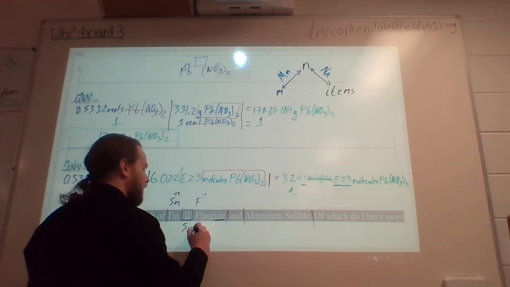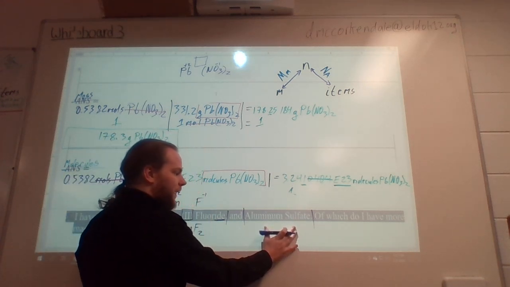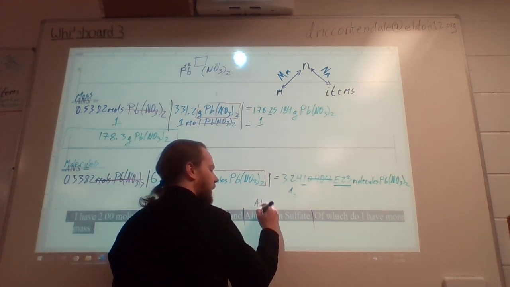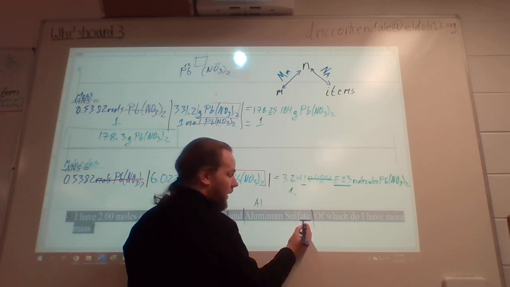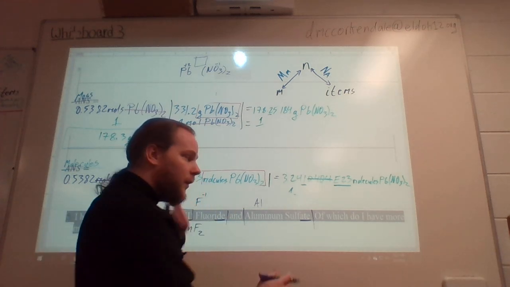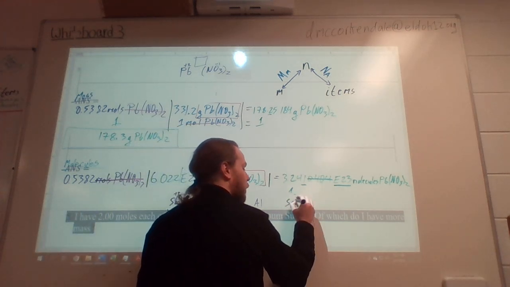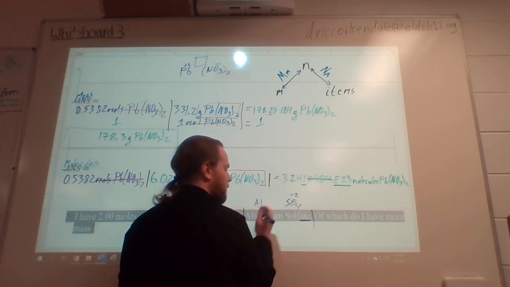So this is SnF2. For aluminum sulfate, aluminum is Al. Sulfate, that ends in ATE. That is a polyatomic ion. It's one of our exceptions that we learned early on. Sulfate is SO4. It has a -2 charge.